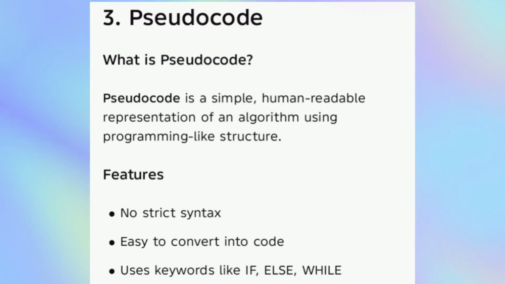The third one is pseudocode. What is pseudocode? Pseudocode is a simple and human-readable representation of an algorithm using a programming-like structure. Features: no strict syntax, easy to convert into code, uses keywords like if, else, while.